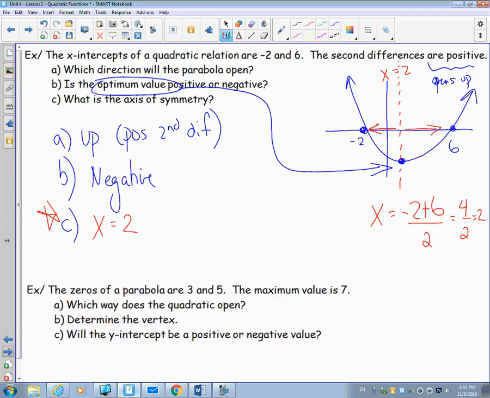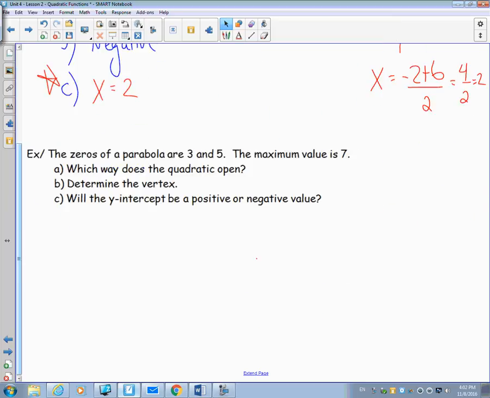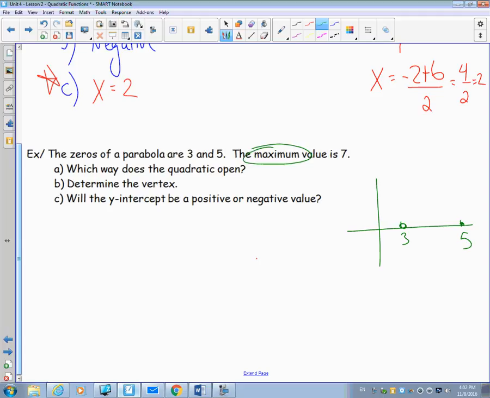Okay, try the last one yourself. See if you can figure out what's going on here. Pause it and see if you get it right. The zeros of a parabola are 3 and 5. The maximum, what does that tell me? Maximum happens when I do this, right? So it has to go like that, is 7. That has to be my optimal. The highest value I ever reach is 7. That's how high that is, right?